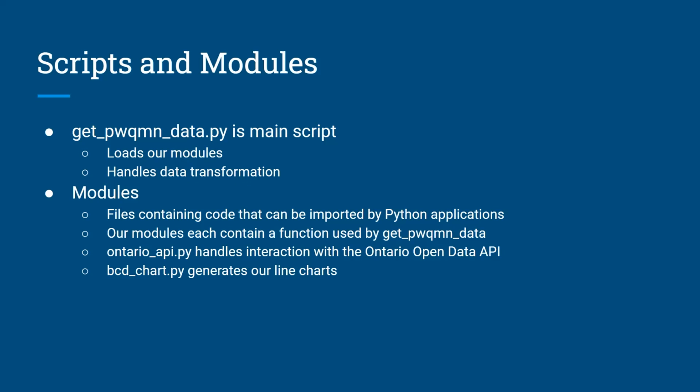Okay, and the two modules that I created, each of them contains one function that is used by the main script. The Ontario API script handles all the interaction with the API itself, and the BCD chart script generates the line charts for us. And I would say both of these modules are in their infancy.